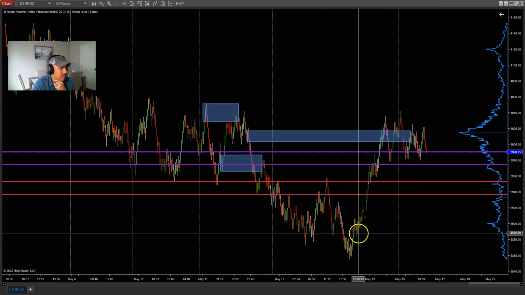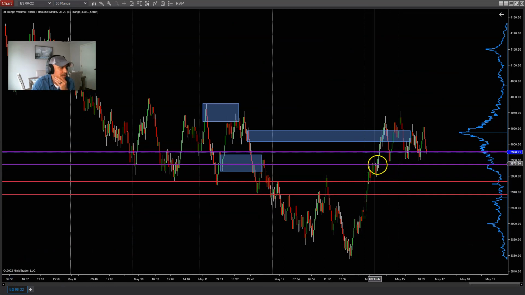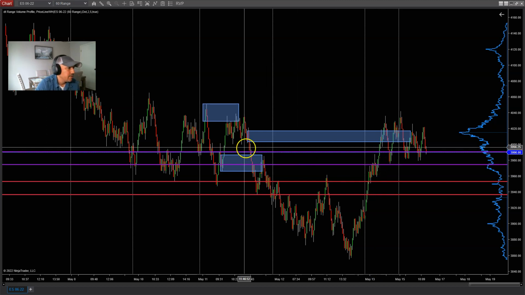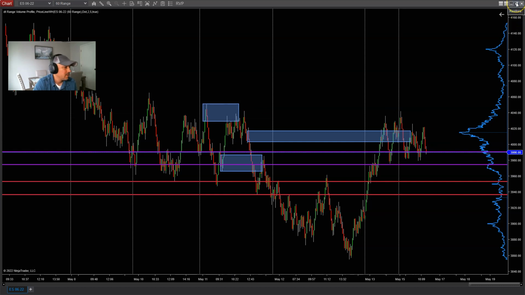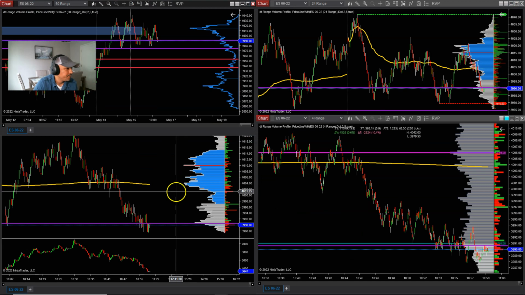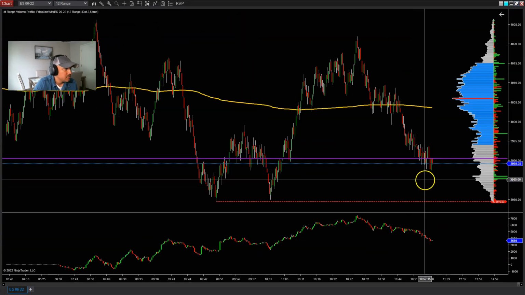So we have an area of demand sitting right here, where this purple line is at, and then up here up top, of course, we've got supply sitting here. So we're kind of in between. So be careful. Look at the 12 range.